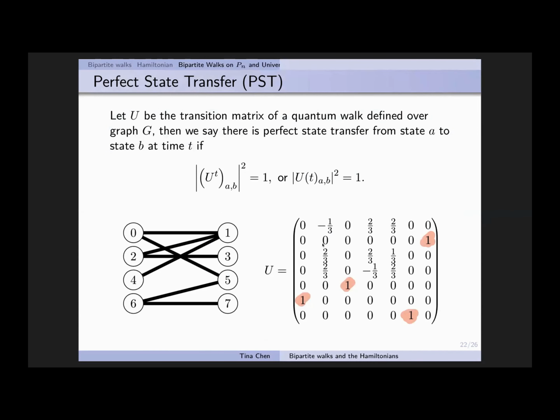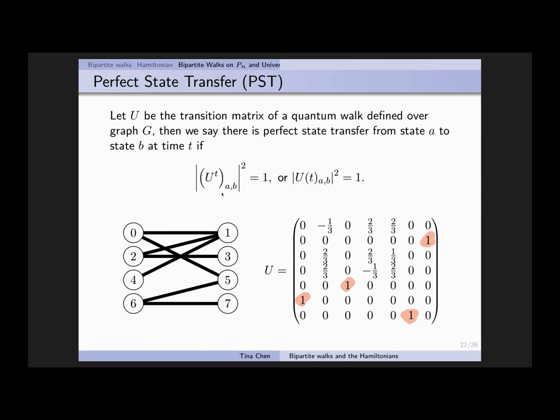Now we know the information we need. We are going to build an example of a continuous quantum walk with universal perfect state transfer. But first, what is perfect state transfer? So we say, if we define the continuous walk over graph G and let U be the transition matrix, there's perfect state transfer from EA to EB at time t if and only if the norm square of the AB entry of U to the t is equal to 1.